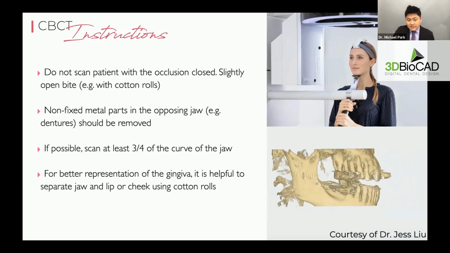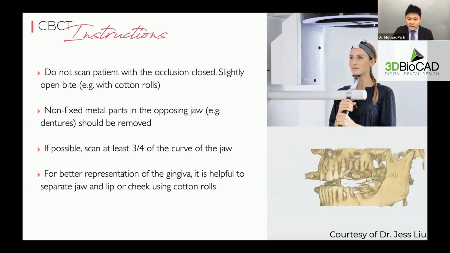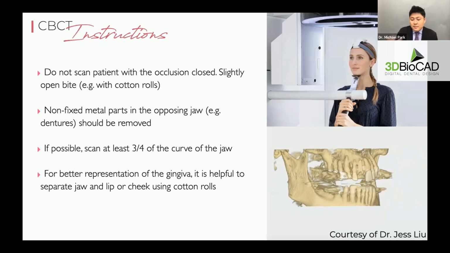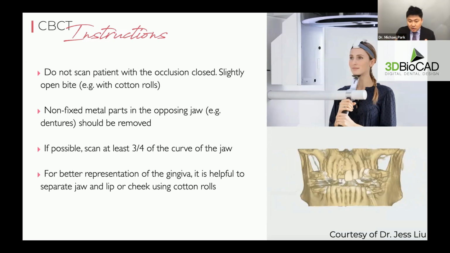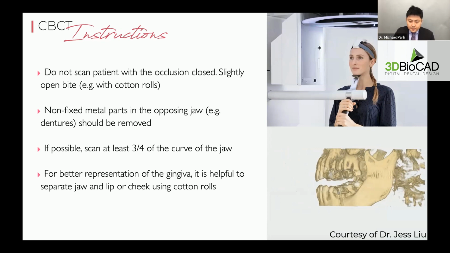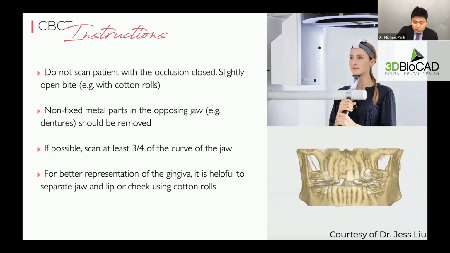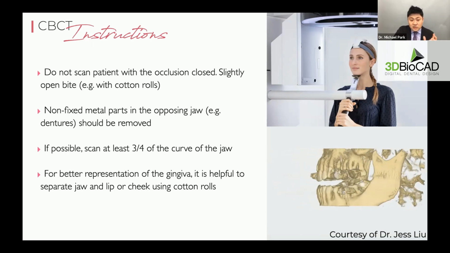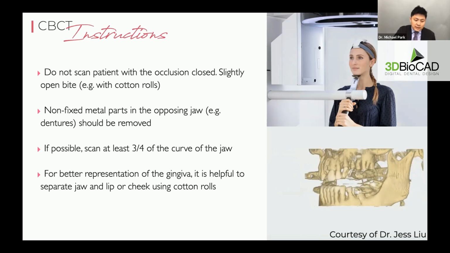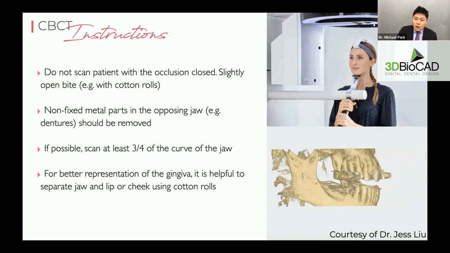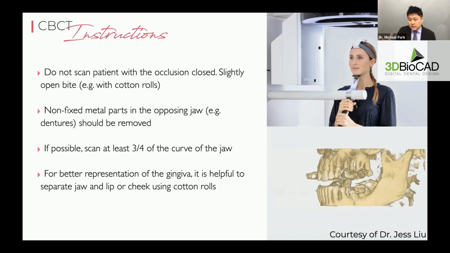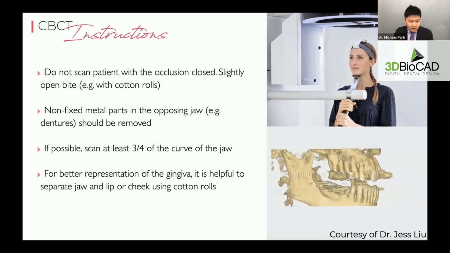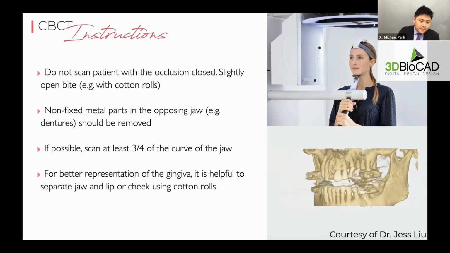And if the patient does have any removable metal parts, like a partial denture, we want to make sure that we remove that before we take the CT scan, because the metal in the partial denture will cause scatter, and we're not going to get a very clear image. And when we're taking a CT scan for guided surgery, we want at least 3/4 of the jaw scanned. The reason we want at least 3/4 is because when we are superimposing the CT scan to the intraoral scan or the surface scan, it'll be much more accurate than having a small section of the CT scan.